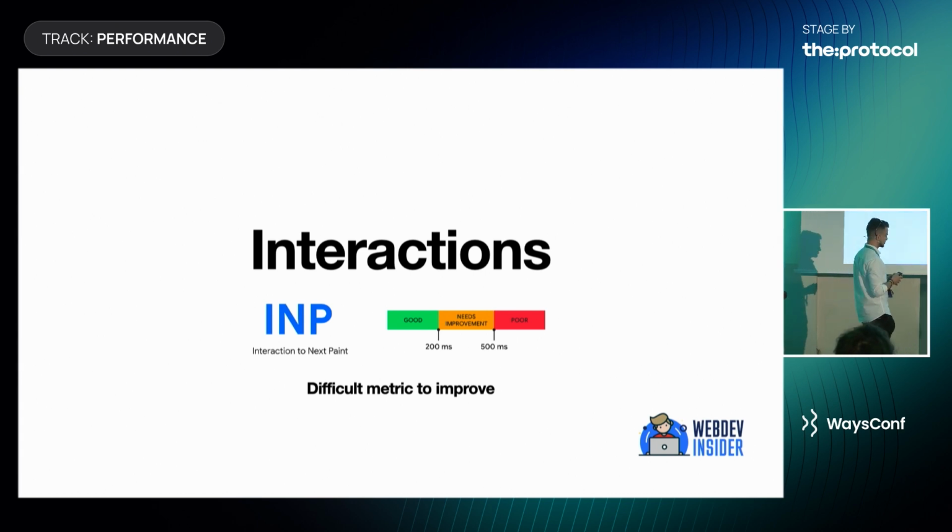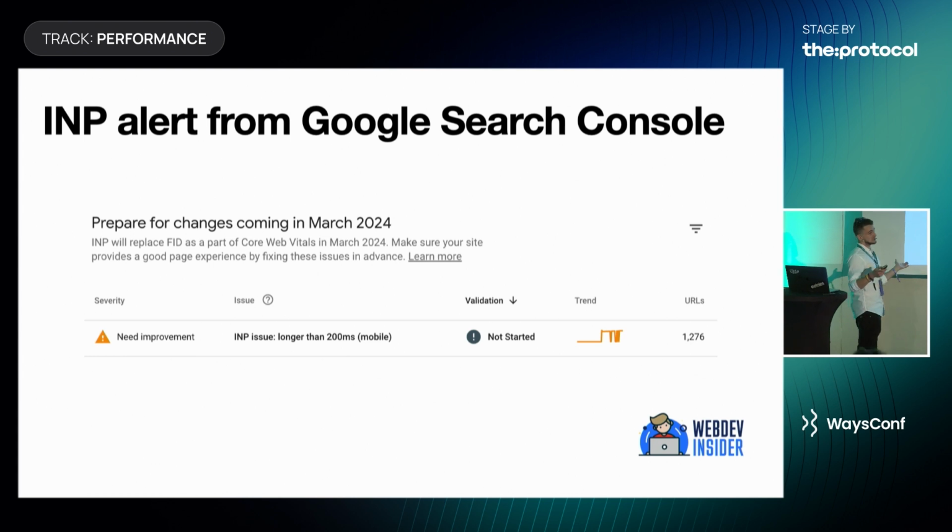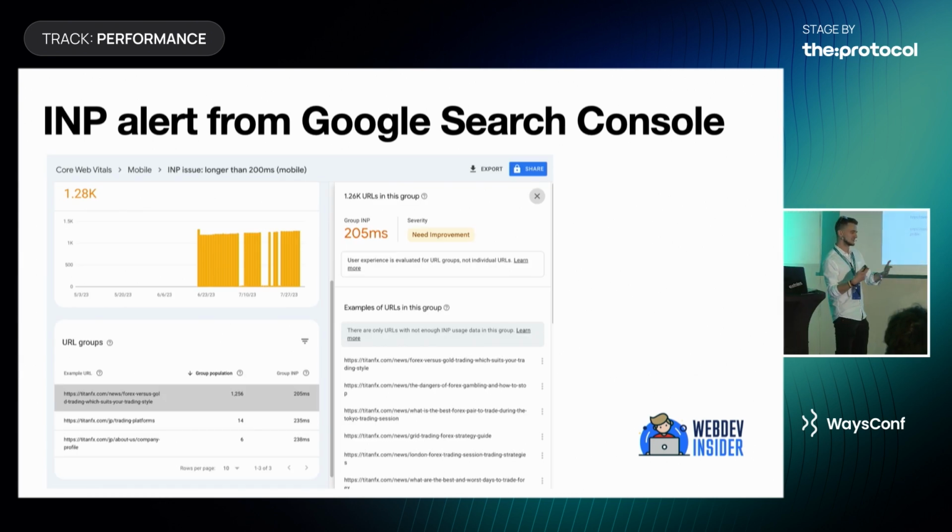Okay, next thing is the interactions. As I said, it's a really difficult metric to improve, but at the same time, in my opinion, it's really helpful and one of the best metrics because it really focuses on the real user and their perception of the site when it comes to the interactions. Probably you got the INP alert from Google Search Console not long ago. But if you go to the details of the INP alert, there's just a group of URLs that were affected by the wrong INP score.